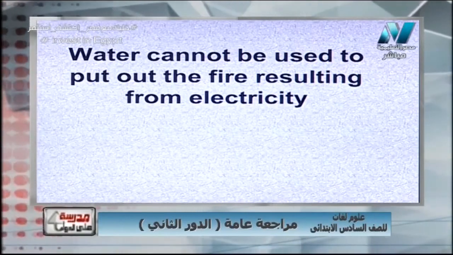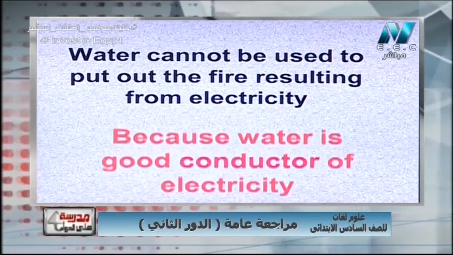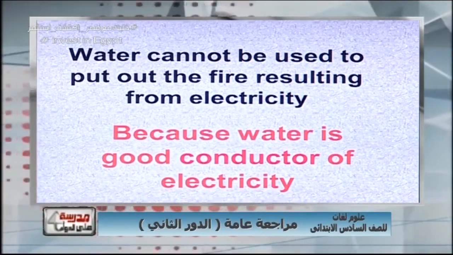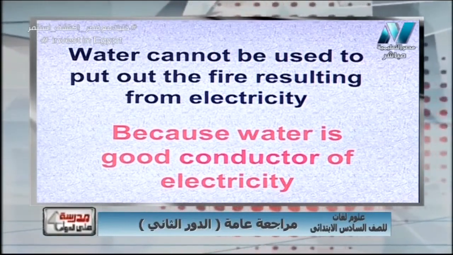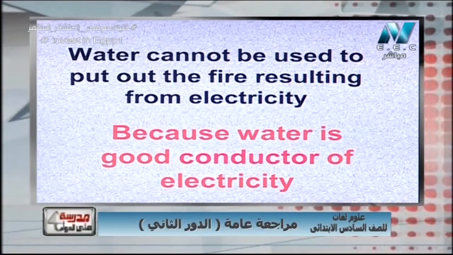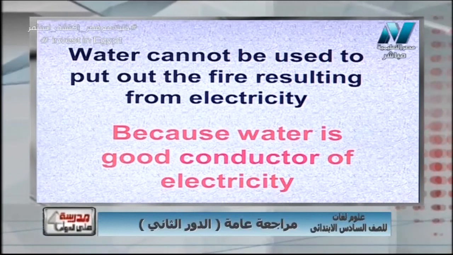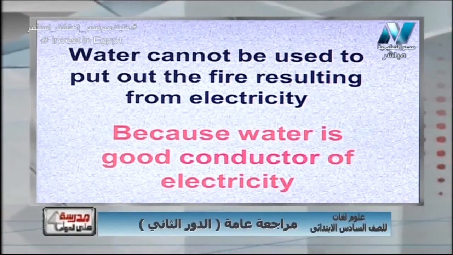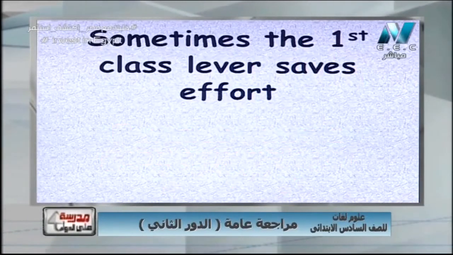طب ليه ما ينفعش استخدم المية في حرائق الكهرباء؟ Because water is a conductor of electricity. المية بتوصل الكهرباء فبالتالي الحرائق مش هتطفي خالص. أمال هتطفيها ازاي؟ ممكن تطفيها عن طريق sand أو fire extinguisher، عن طريق الرملة أو طفاية حريق. Again, water cannot be used to put out electric fire resulting from electricity because water is a good conductor of electricity.